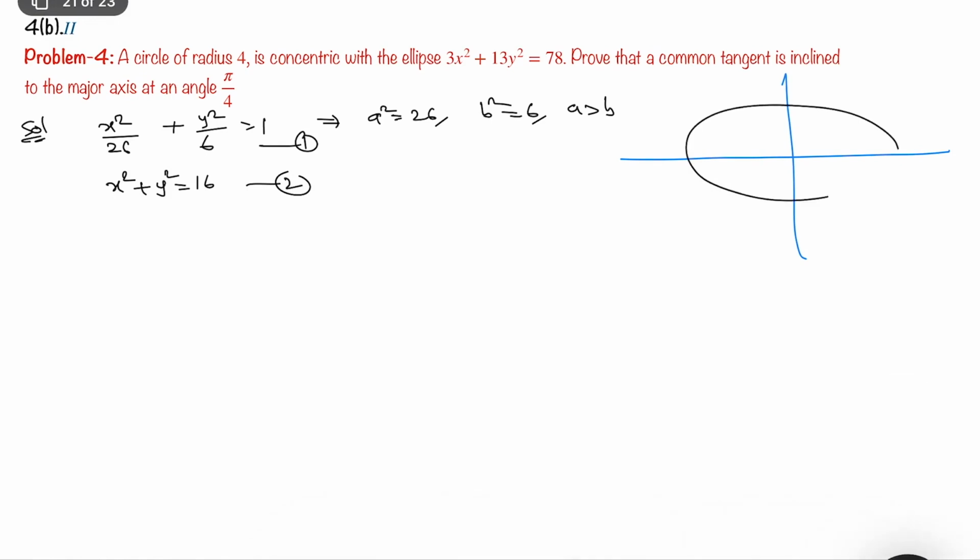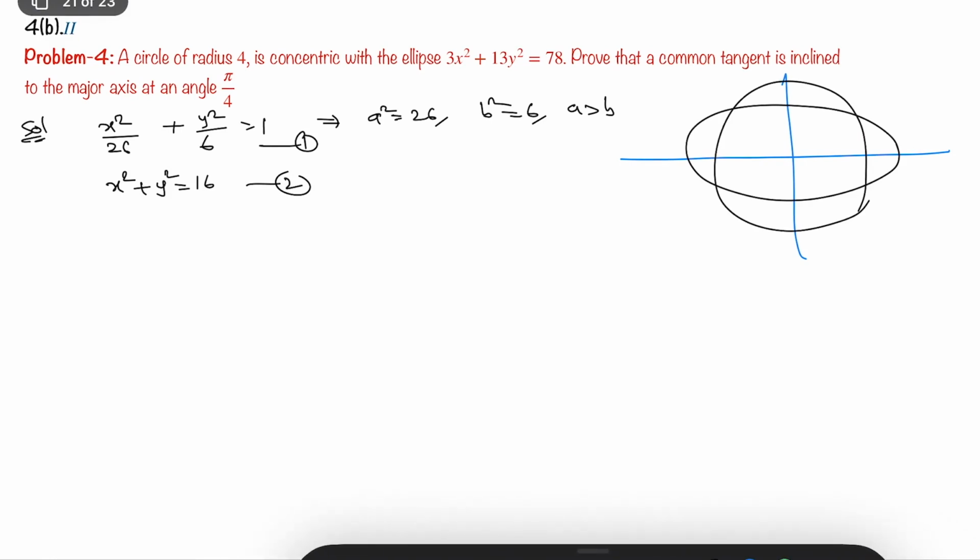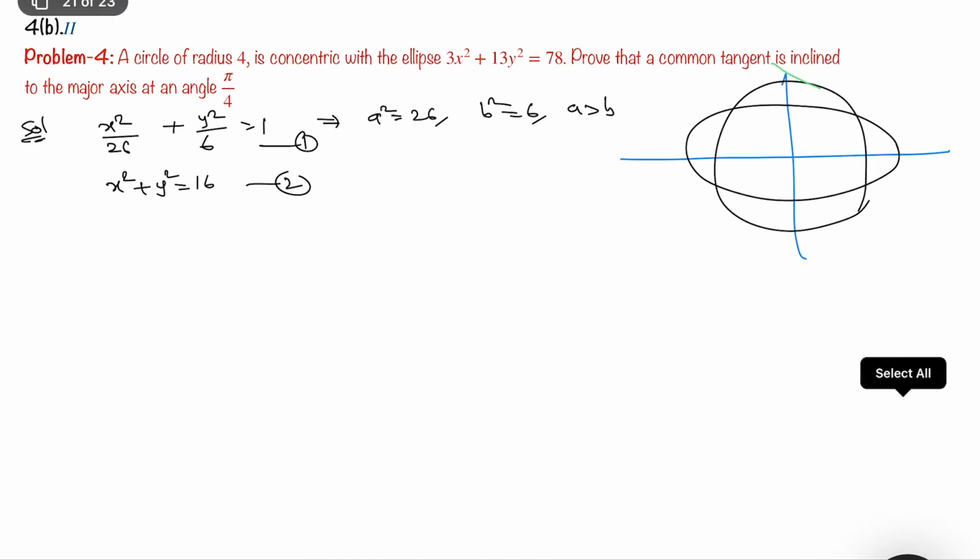This is the ellipse. Then this is going to be a circle something like this, and the common tangent to these two will be making a certain angle theta with the major axis, that is the x-axis here. From solved problem 7 we have a formula for this theta in terms of a square, b square and r square. Here what is the r square?